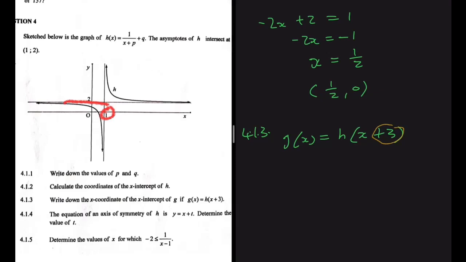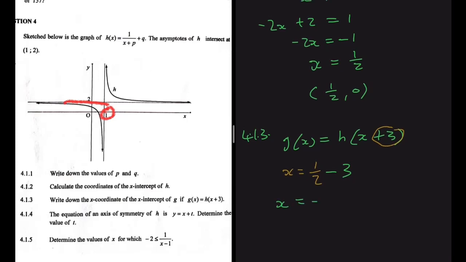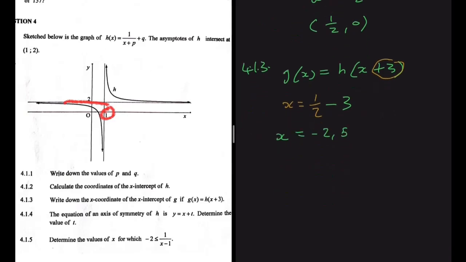So if the x-intercept was at 1 divided by 2, now we have to move it 3 units to the left. How can we move it 3 units to the left? We're going to say 1 divided by 2 minus 3, right? That's exactly what you're going to say. And if we compute this, we're saying that x is equal to 1 divided by 2 minus 3, which will be equal to minus 2.5, right? So the new x coordinate of the x-intercept will be x is equal to minus 2.5 because we have moved h of x 3 units to the left.